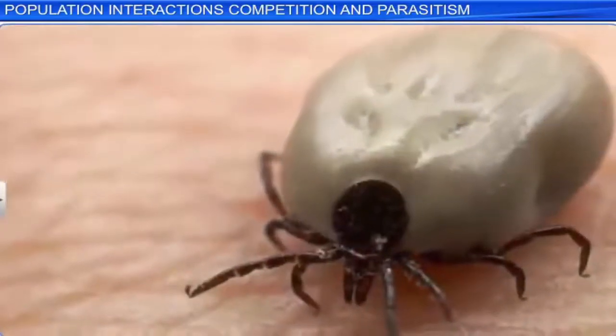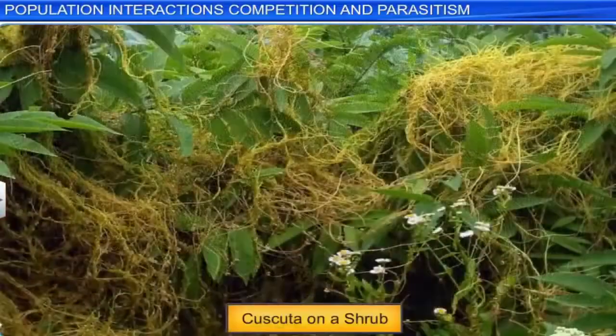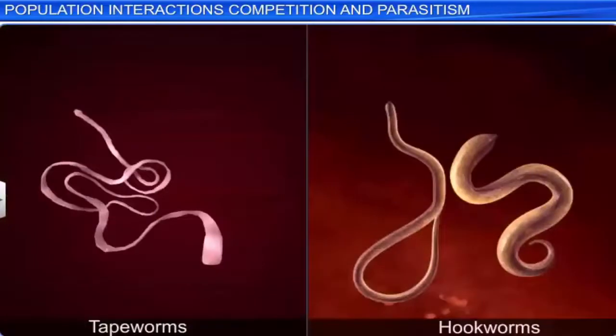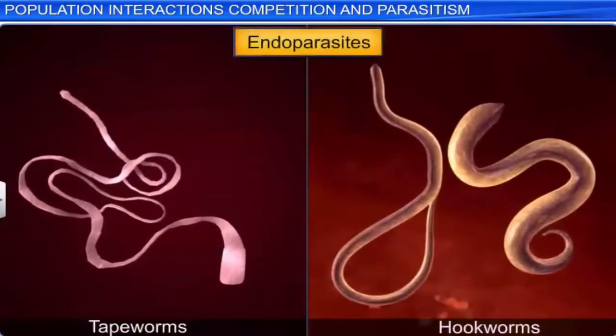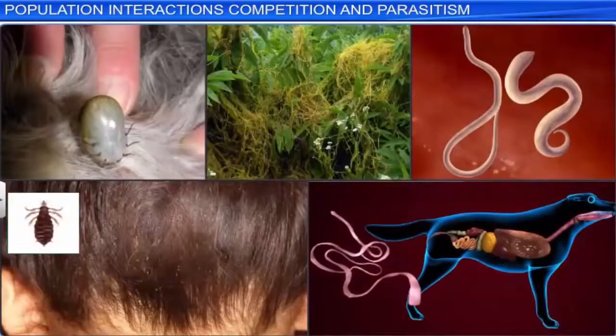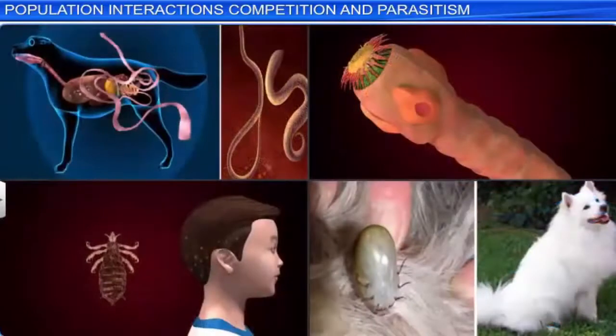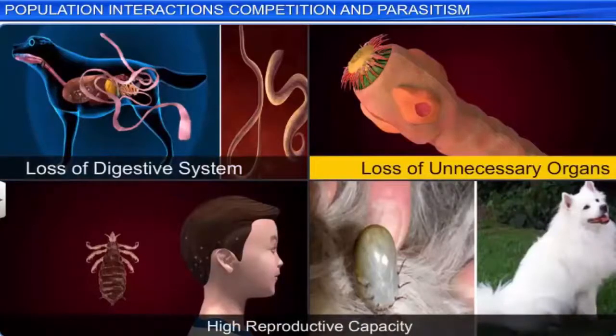Some common examples of ectoparasites are ticks, lice, and Cuscuta. On the other hand, tapeworms and hookworms are examples of endoparasites. Although the life cycles of these parasites have become complex, their morphological and anatomical features have simplified. Since parasites are partially or totally dependent on a host, they have developed special adaptations such as the loss of a digestive system and other unnecessary sense organs such as eyes, a high reproductive capacity, and the presence of adhesive organs or suckers to hold on to the host.